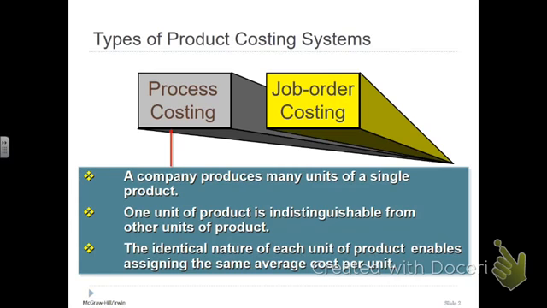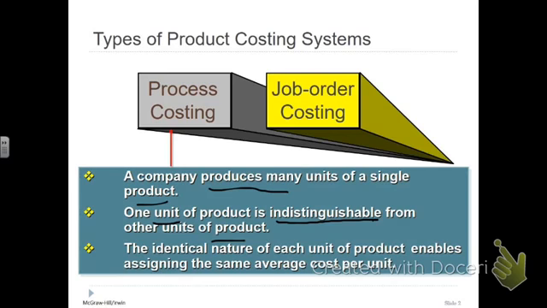The first thing to realize is that there are two different types of costing systems used for very different types of organizations. We would use process costing in a company that produces many units of a single product. So we're going to use process costing for things like the company that makes paints, or the Coke plant that's bottling the Coke, or the water plant. Why? Because one unit of product is indistinguishable from other units of product. They all look alike as they're coming off the assembly line.